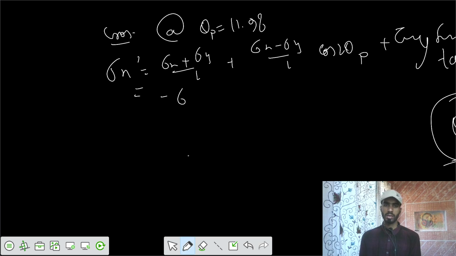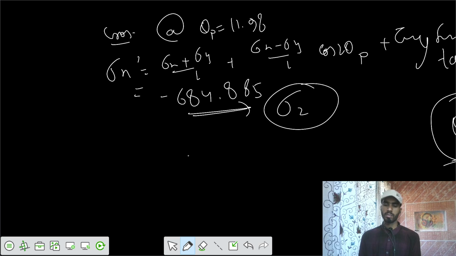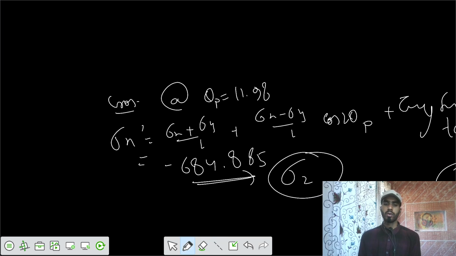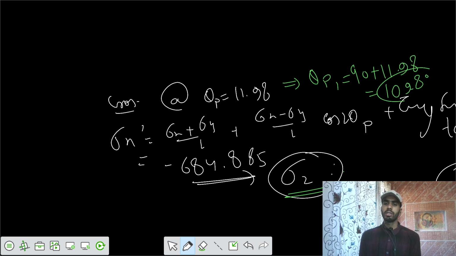So minus times 684.885. So that means this is the minor principal stress. At an angle of theta p equals 11.98, your minor principal stress is acting. That means on theta p1 equals 90 plus 11.98, that is 109.8 degrees, your major principal stress is acting.